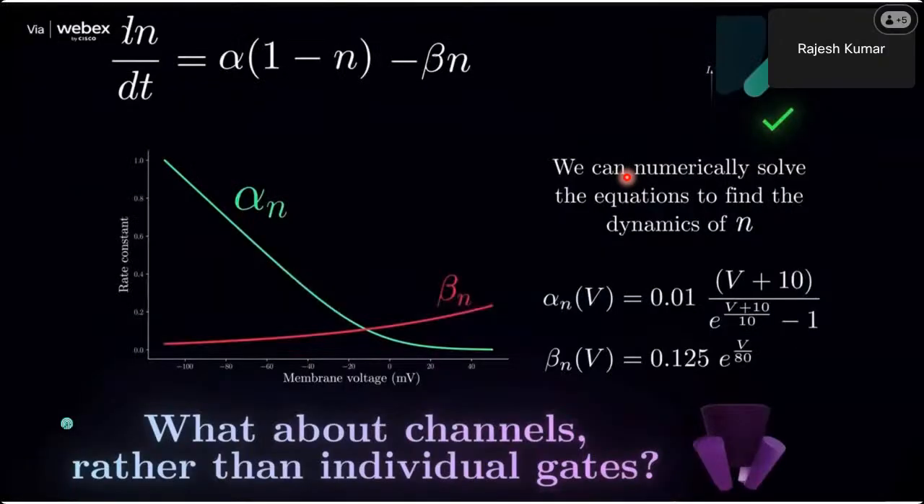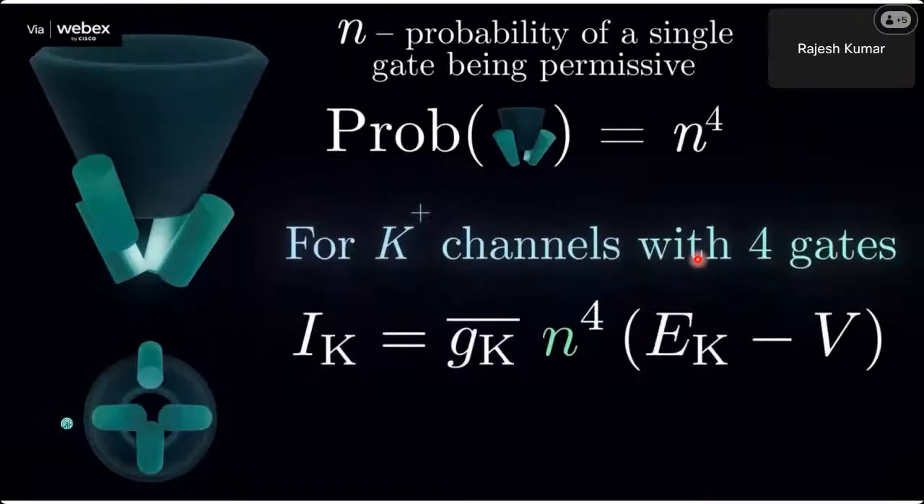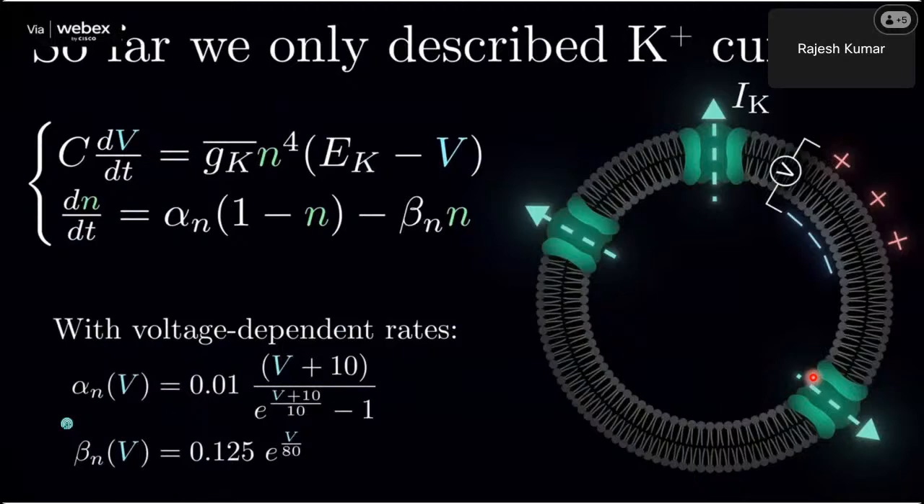But this is only for one gate. So n is the probability for one gate, and there are four gates we have seen there. So for potassium, there are four gates. So the potassium structure will be like this. We multiplied n to the power 4 here, because we need everything open. The probability of this into this into this into this, everything open. Then only the channel is open. So the current of the potassium is a constant value, that's the maximum conductance, times n to the power 4 times the potential difference.